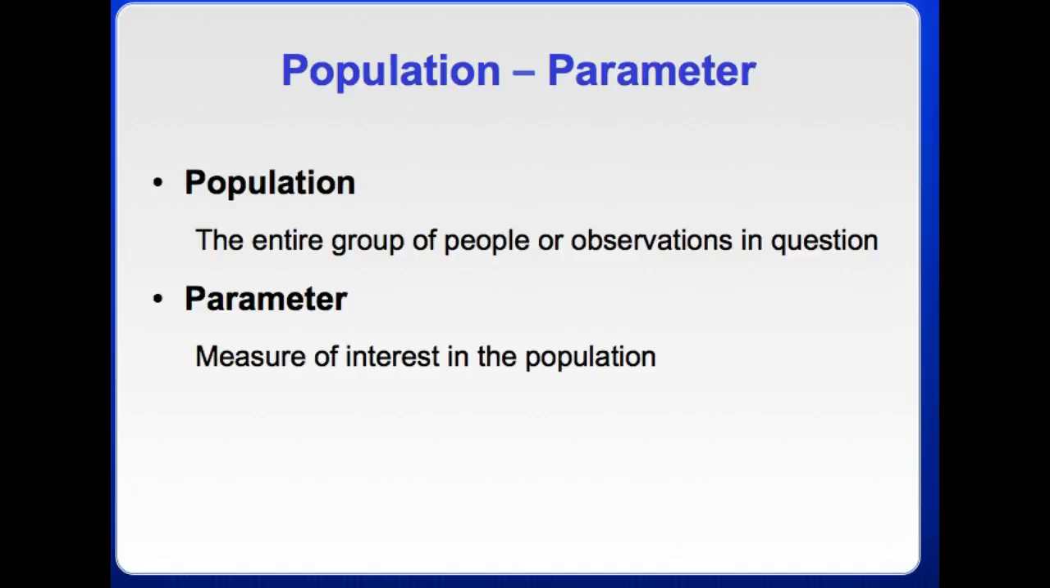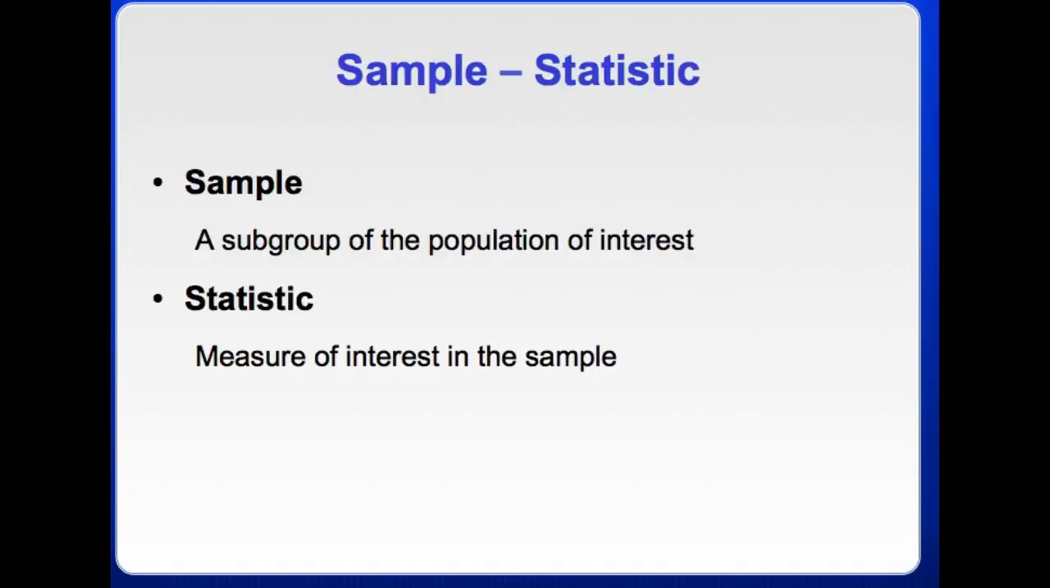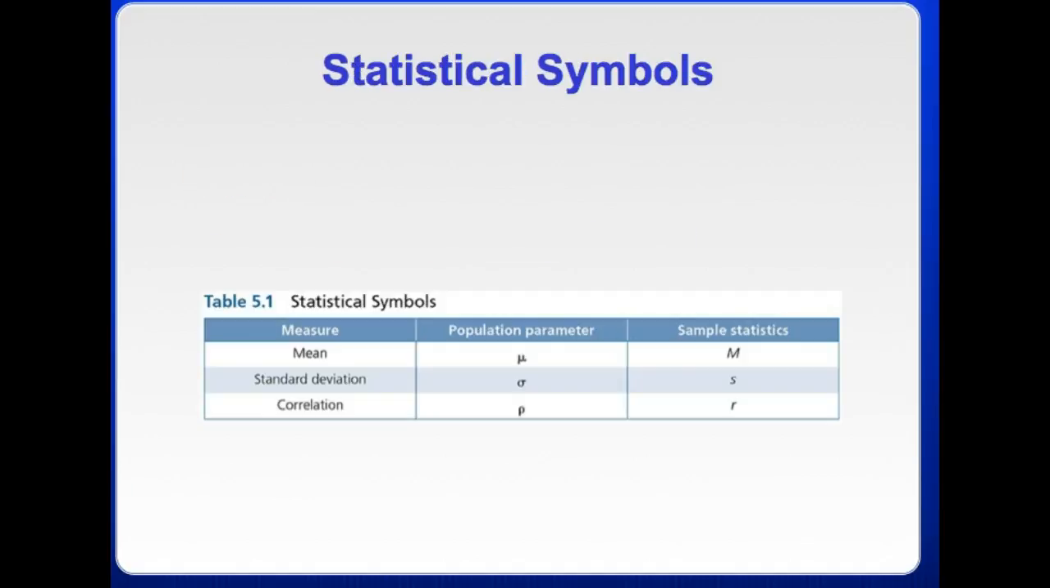Population is the entire group of people or observations in question, and your parameter is a measure of interest in the population. A sample statistic. Sample, a subgroup of the population of interest. Statistic is a measure of interest in that sample. Here are some statistical symbols. You can see what the mean, standard deviation, and correlation all stand for when you're doing your formulas.